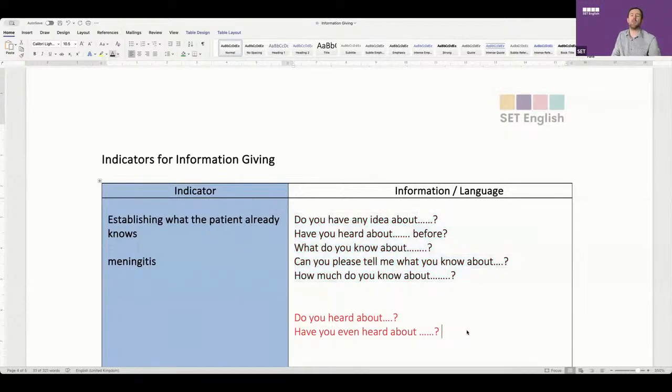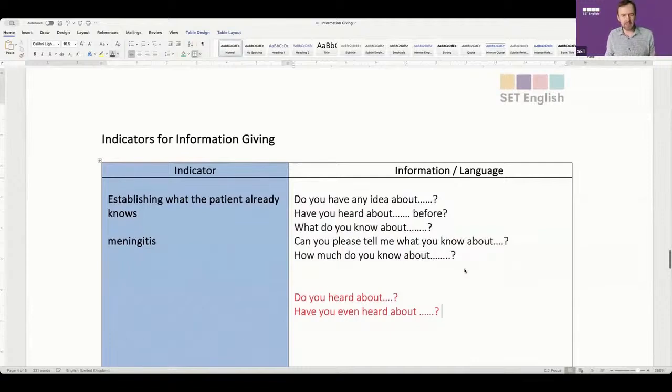Now obviously there are loads and loads of variations. All of these are very nice. This doesn't work: do you heard about? We've got problems there with the grammar. So it should be have you heard about? But I don't like that. I prefer it like this with before at the end. This one's a strange one. Was it Christina? Have you even heard about?